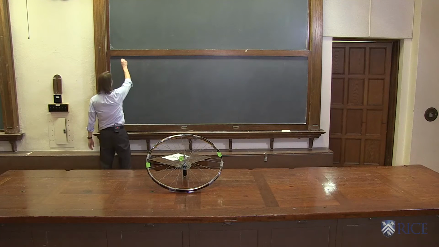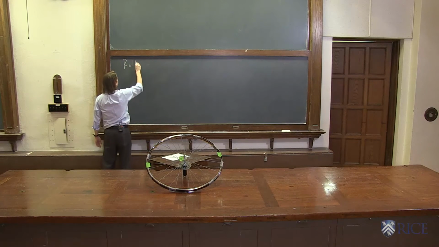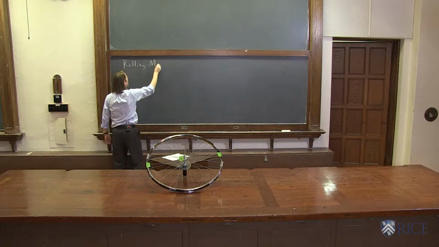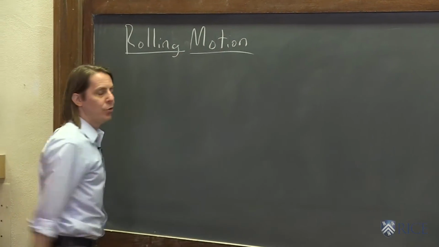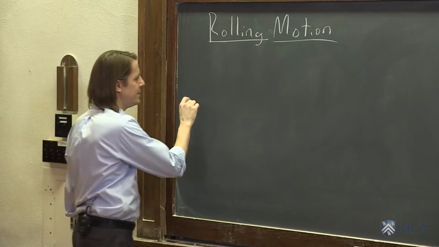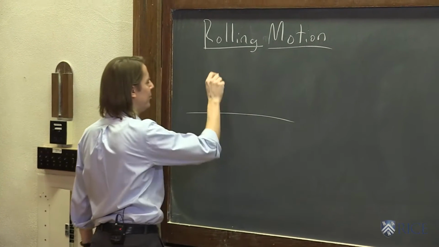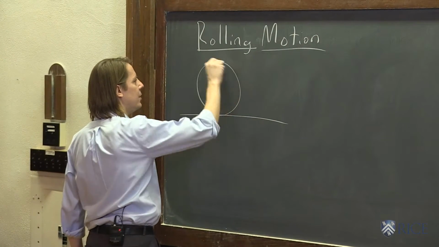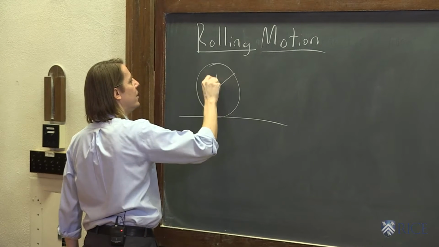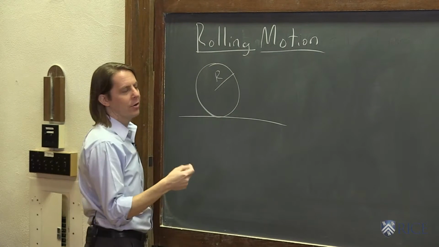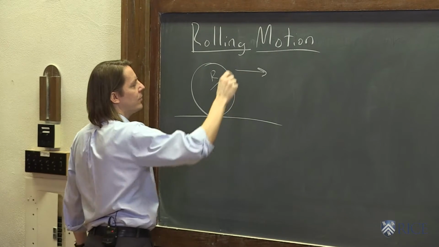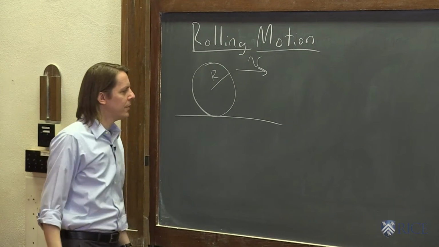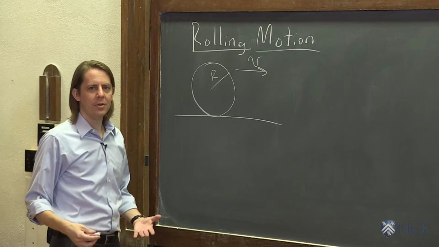Here we are. We have to talk about rolling motion. We have to talk about it because it's so fundamental in so many machines that you deal with. Just the basic idea, which sounds very simple, is a disk with some radius, I'll call it big R because I'm into big R lately. And it's just rolling along, and it's got some translational velocity v. And we just want to describe that motion.